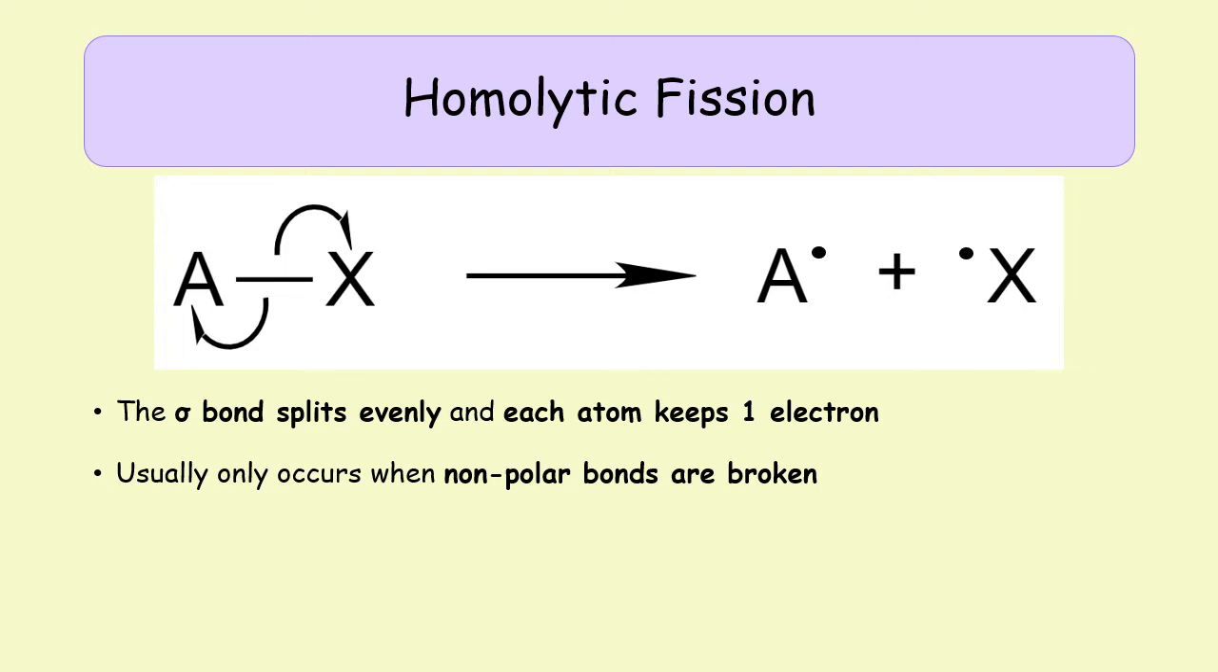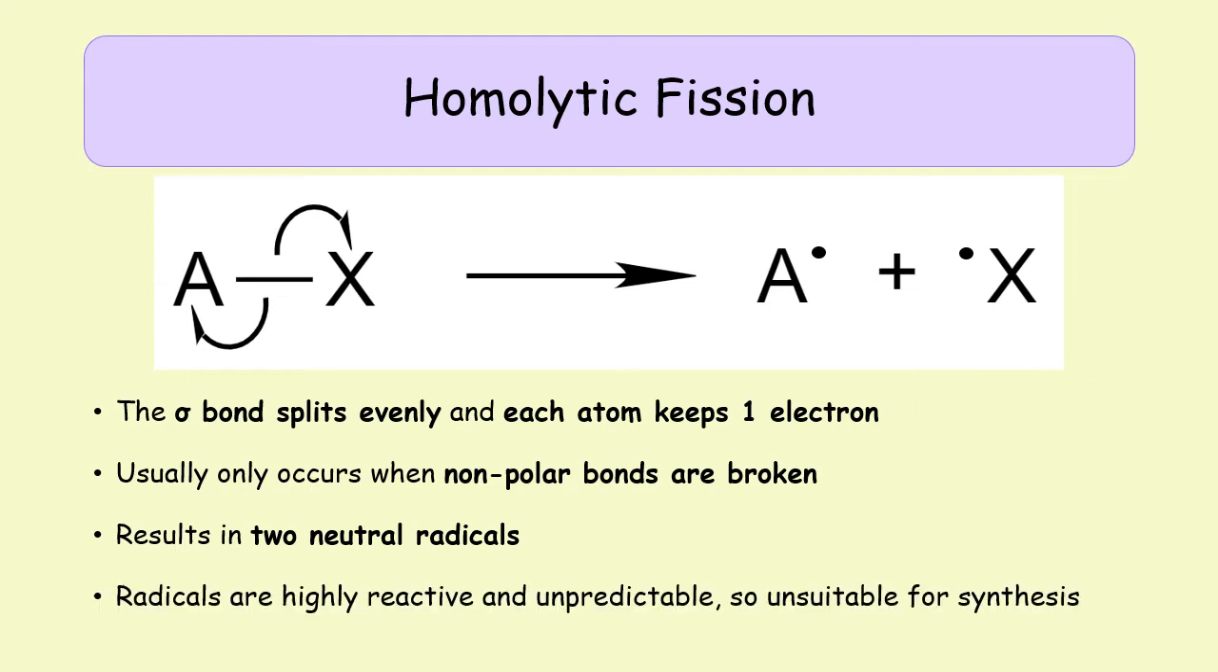This type of fission is really only likely to occur within non-polar bonds where the electrons are evenly shared between the 2 atoms, so where there's a low difference in electronegativity or no difference in electronegativity. And you result in 2 radicals, and radicals, even though they have these unpaired electrons, each atom overall has no charge, so they are neutral. Radicals are highly reactive and unpredictable, so they're not very good at doing a controlled synthesis reaction. So you don't really want to generate radicals if you're wanting to do a controlled synthesis reaction.